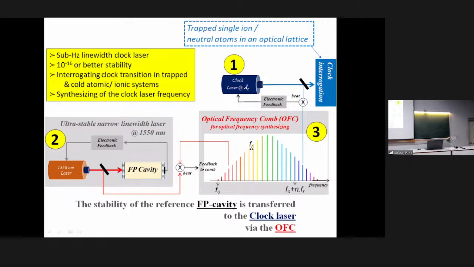Ted Hänsch in 2005, with two other colleagues, Harosh, and, I forgot the third one. These three gentlemen got the Nobel Prize for discovering this very efficient technology, which is called the frequency comb. What is a frequency comb? What is a comb? You know a comb, right?